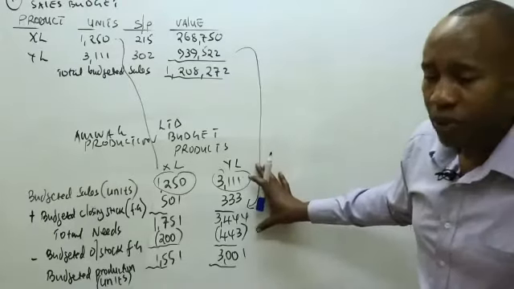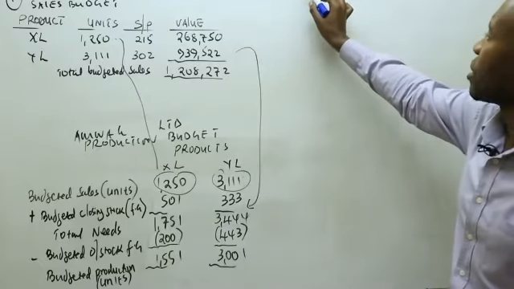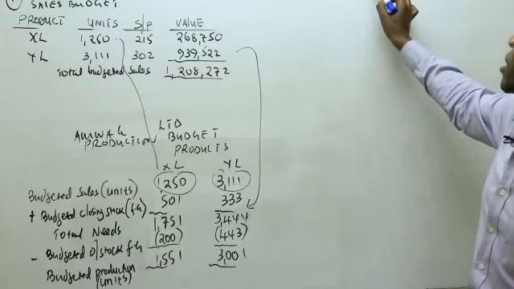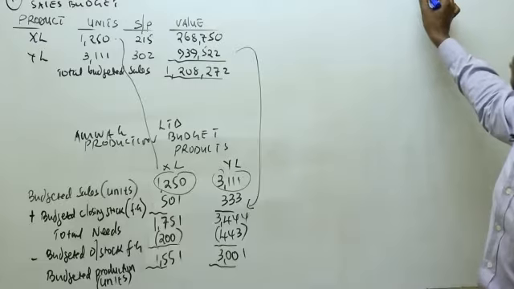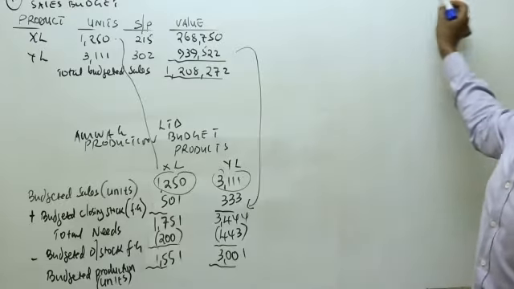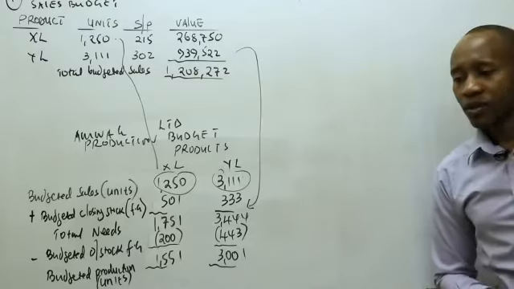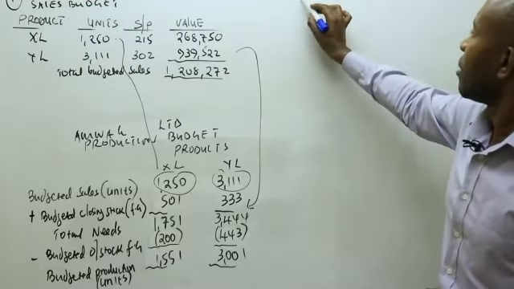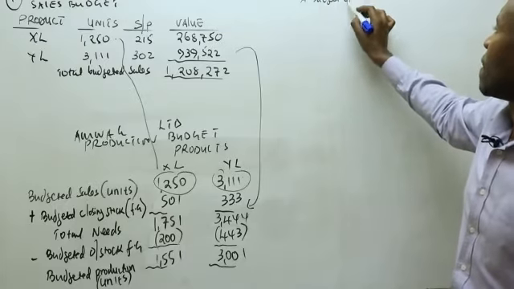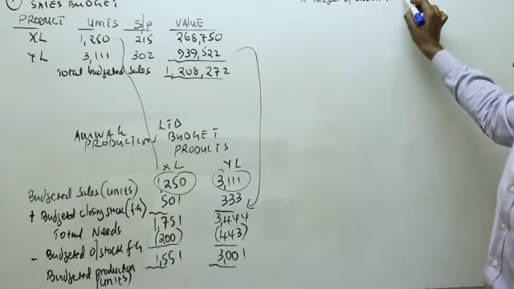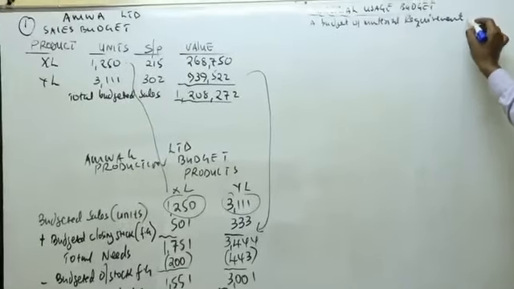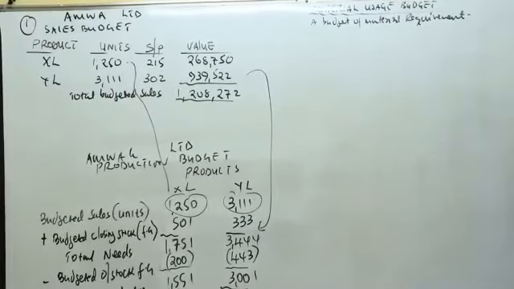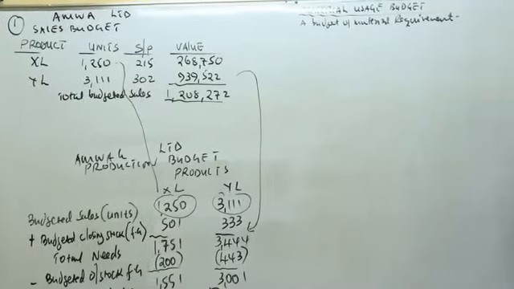So if this is what you are producing, then you need to ask yourself, what does your material requirement look like? So you write a material usage budget. Briefly, we can say a budget of material requirement during the current period.